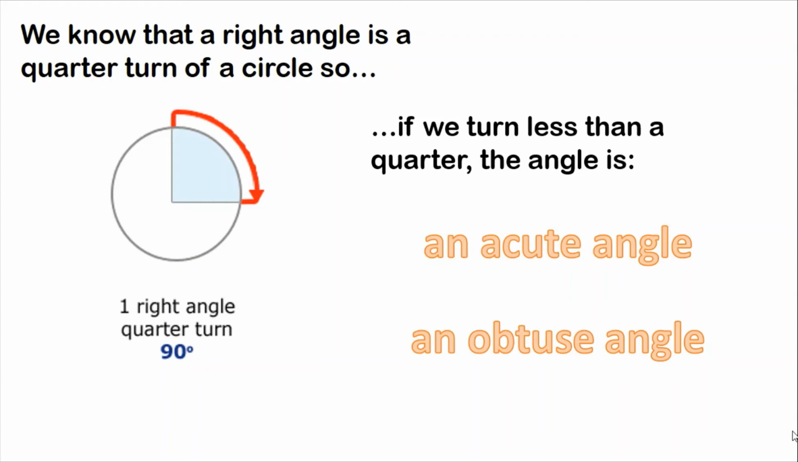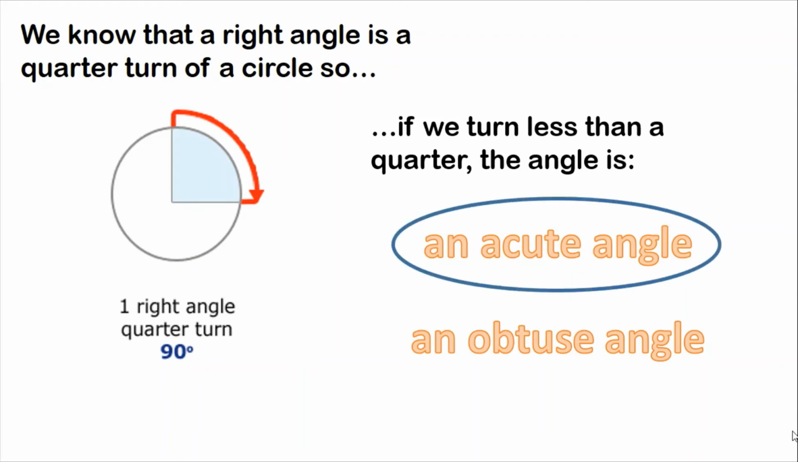5, 4, 3, 2, 1. And the answer is an acute angle. That's right. Let's have a look at the picture. We can see I've drawn a blue line just to show an acute angle, and we can see that would make it less than a quarter turn, less than a right angle.